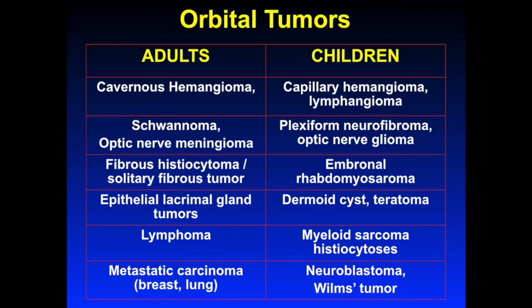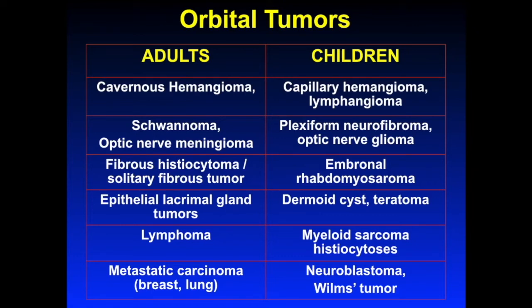Solitary fibrous tumor is the most common mesenchymal tumor in adults. Fibrous histiocytomas probably actually are solitary fibrous tumors in most instances. Embryonal rhabdomyosarcoma is the typical mesenchymal tumor in children, albeit quite rare. You can have epithelial tumors of the lacrimal gland, dermoid cysts, and teratomas in children.